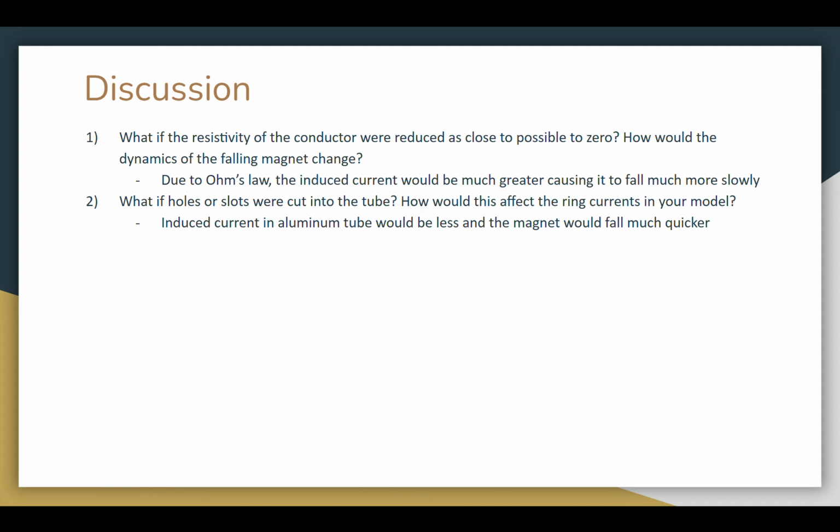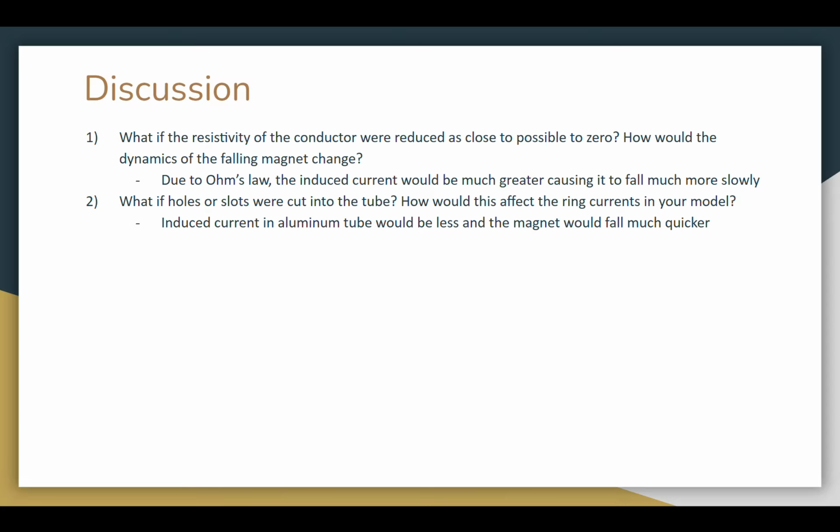Having a look at our discussion, for number 1, we have what is the resistivity of the conductor, what is the resistivity if the conductor were reduced as close as possible to 0, and how the dynamics of the falling magnet change. Due to Ohm's law, if the resistance was reduced close to 0, the induced current would be much greater because there's nothing limiting how high the induced current can reach, and this would cause it to fall extremely slowly. Because the induced current would counteract gravity even more by magnitude, and it would slow its descent.